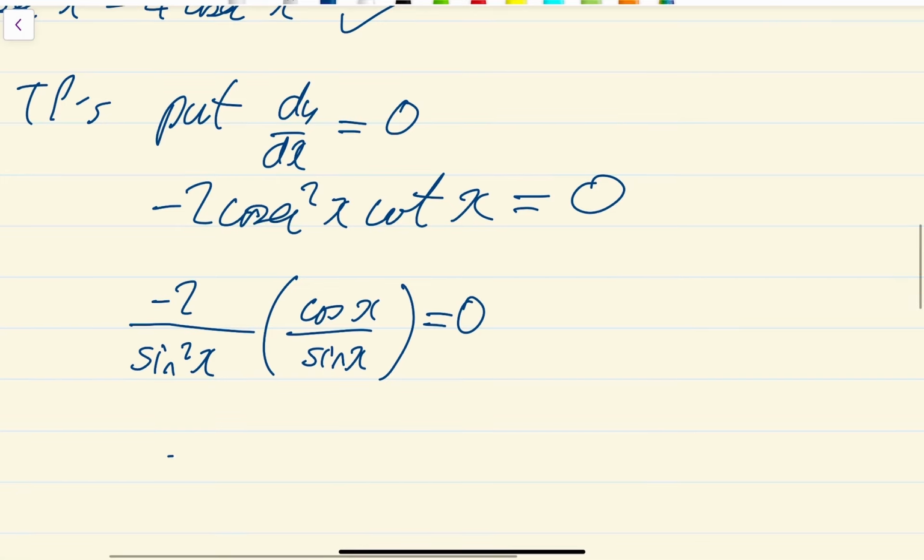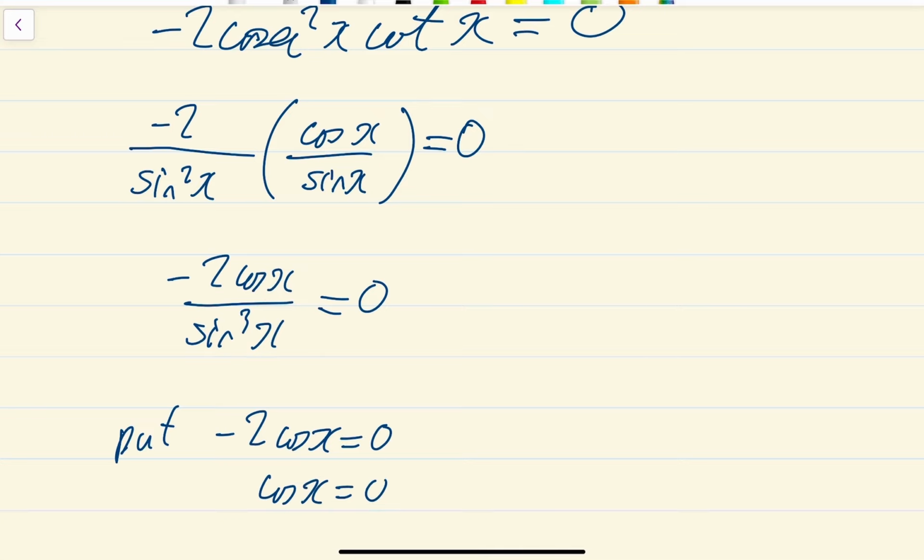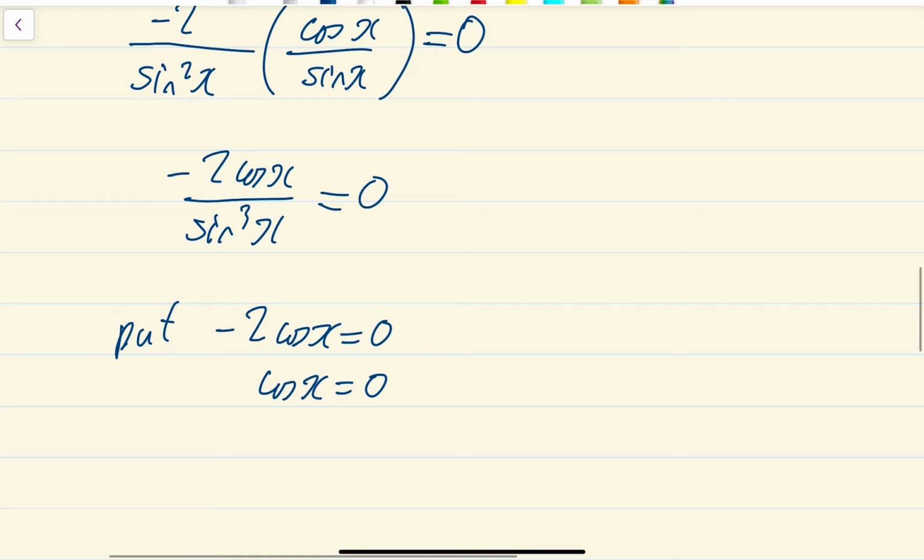So this looks really difficult. So you've got minus 2 cos x on the top line, and you've got sine cubed on the bottom line is equal to 0. Now to put a fraction equal to 0, all you actually have to do is put the numerator equal to 0. So here, just put minus 2 cos x equal to 0, which is the same as just cos x equals 0. And you should know then that cos is equal to 0 at 90 degrees. So x is equal to 90 degrees.